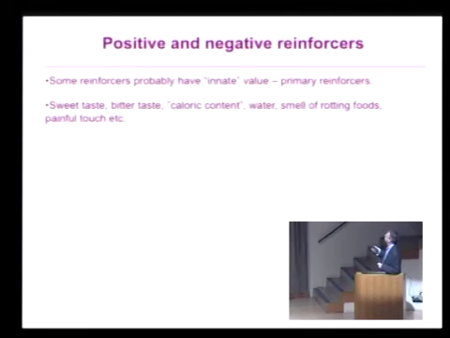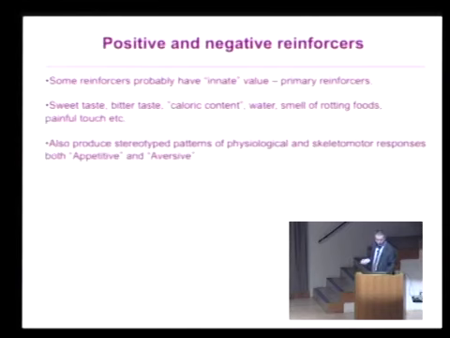Water, the smell of rotting foods, painful touch. So there are probably not that many examples, but you can certainly think of more than these. And these might be things that we're more or less programmed to find reinforcing, because we need to have our glucose, our carbohydrates, our water. We want to avoid poisons, and we want to avoid pain in order to survive and procreate.